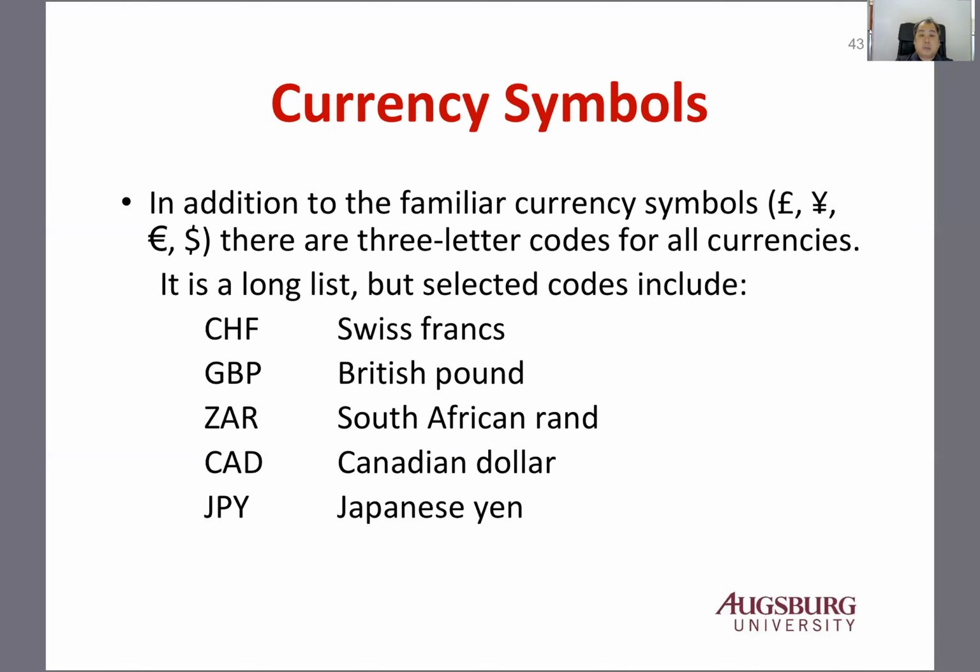Now, currency symbols. In addition to the familiar currency symbols that we saw, the pound, yen, euro, and dollar, there are 3-letter codes for all currencies. There's a long list; I just selected some of them. CHF is the Swiss franc, GBP is the British pound, ZAR is the South African rand, CAD is the Canadian dollar, and JPY is the Japanese yen. So that's an example of them.